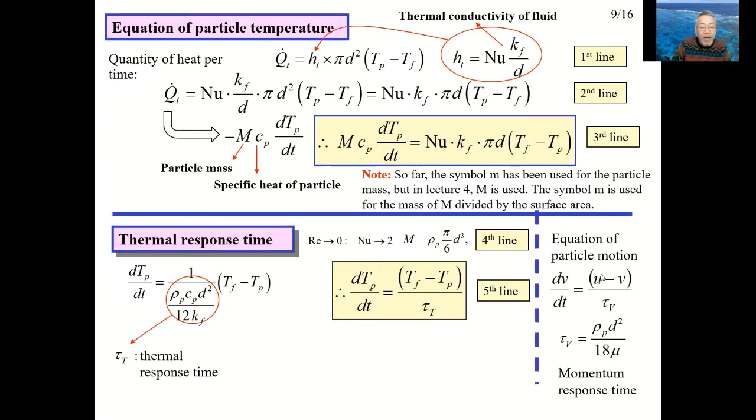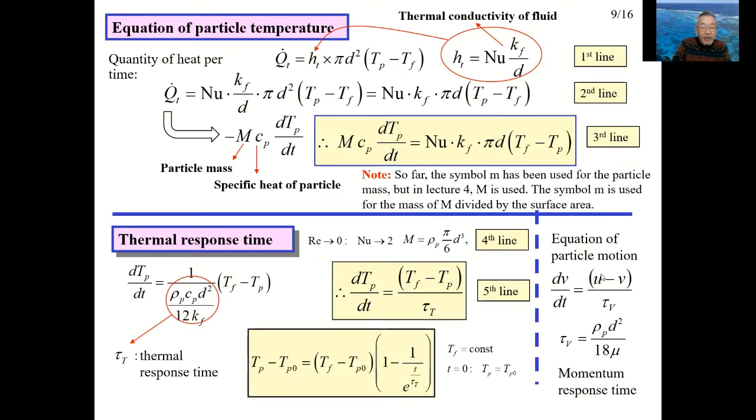In lecture 3, I presented the equation of particle motion using the momentum response time tau v. The equation is shown in the right margin for comparison. By integrating the equation in the second line, in the second yellow frame, with the initial condition that Tp equals Tp0 at t equals 0, the equation in the last yellow frame is obtained. The expansion of this kind of equation is the same as in the case of particle motion.